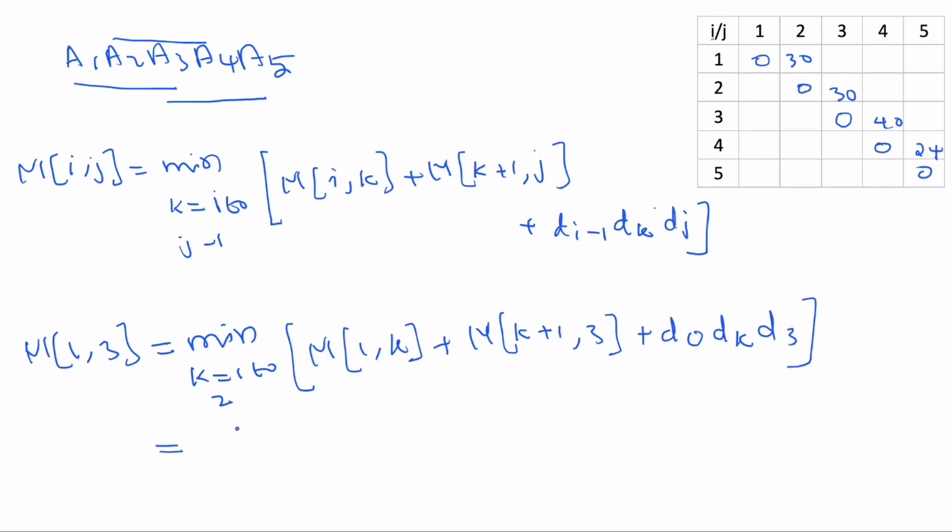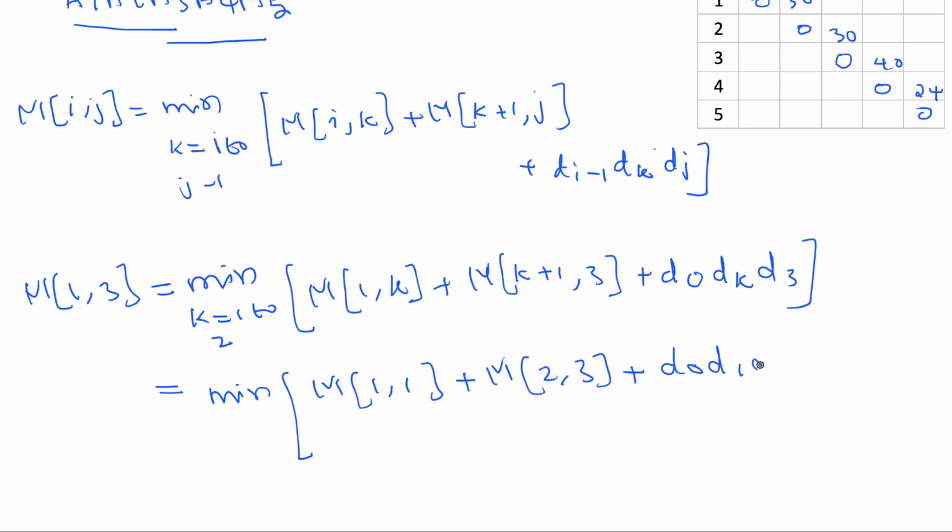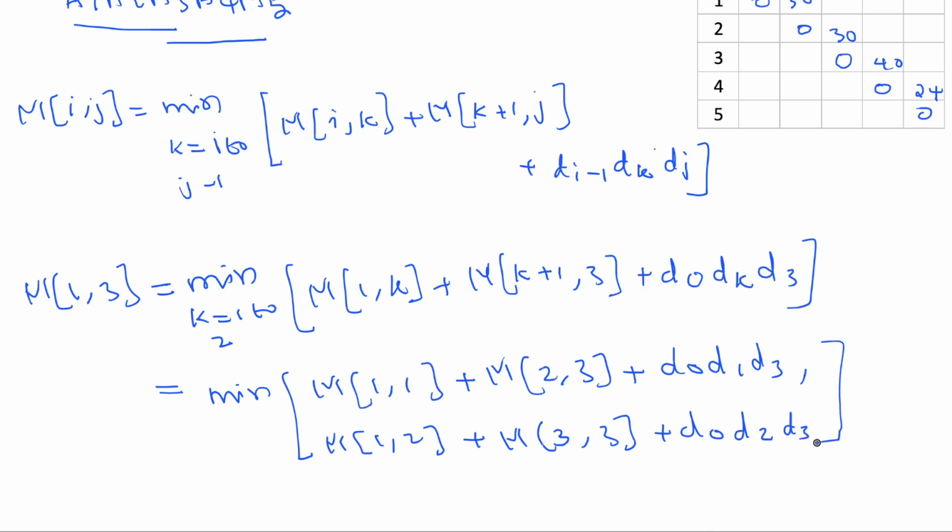So we have two cases: k can be equal to 1 or it can be equal to 2. We will be picking the minimum of m of 1,1 plus m of 2,3 plus d0 d1 d3, or if you substitute k equal to 2, this will be m of 1,2 plus m of 3,3 plus d0 d2 d3.